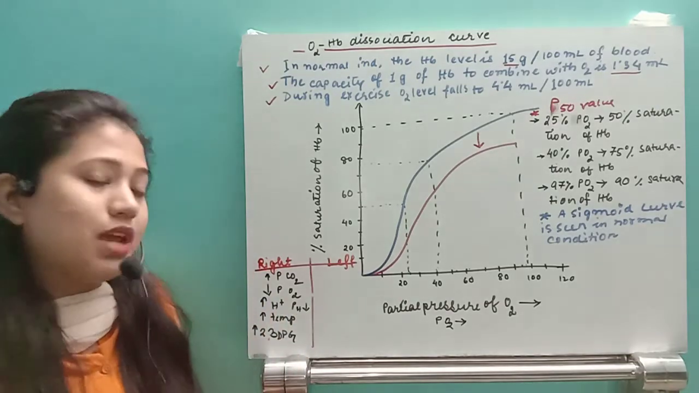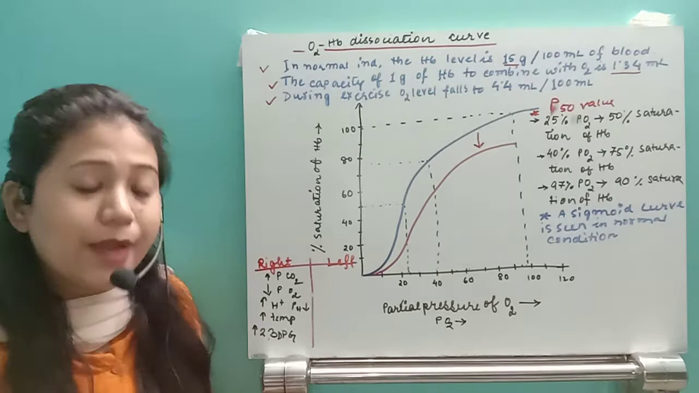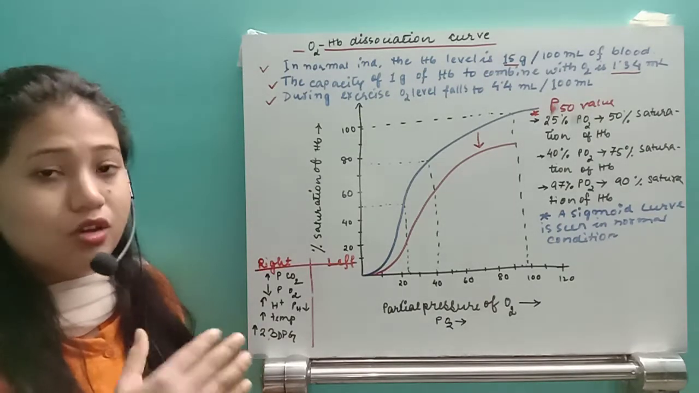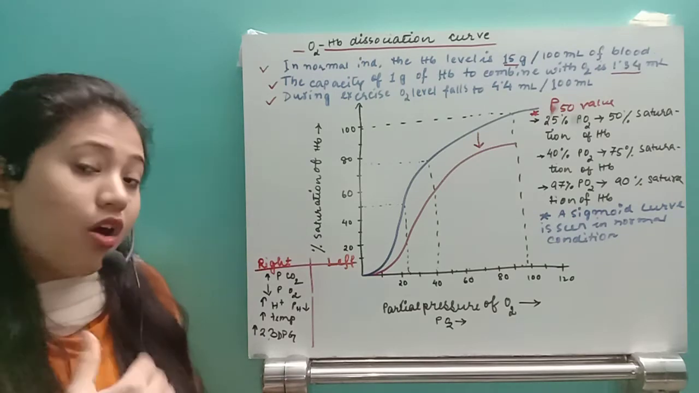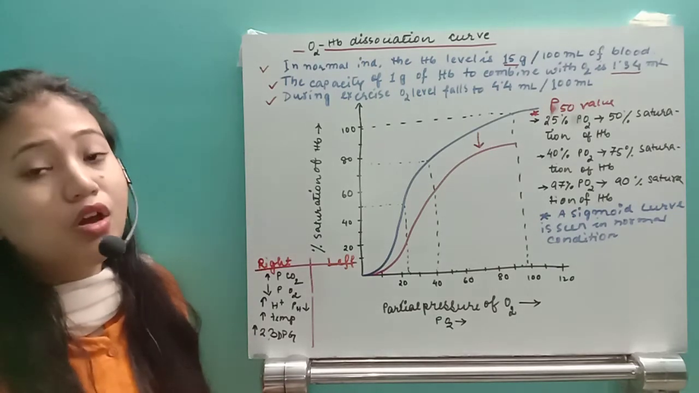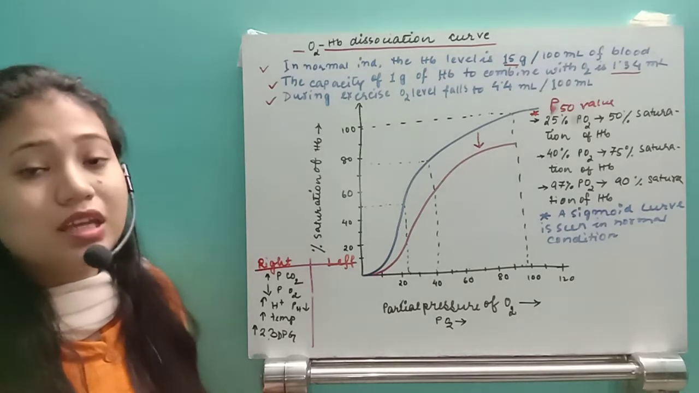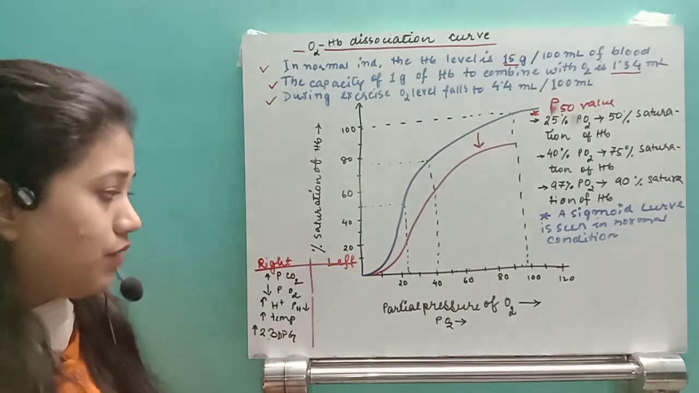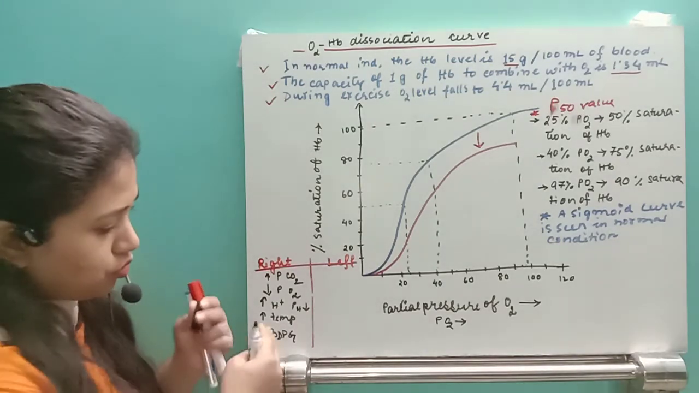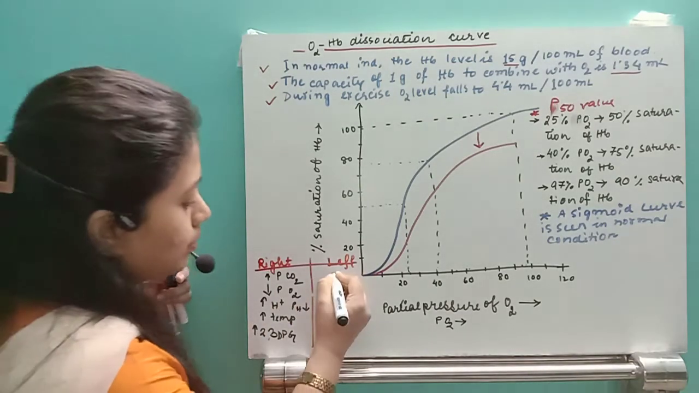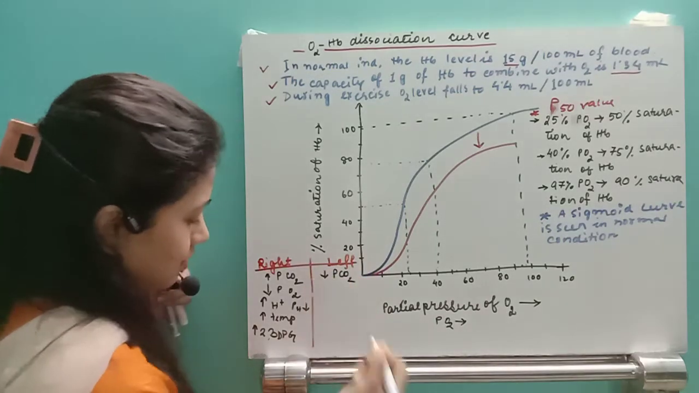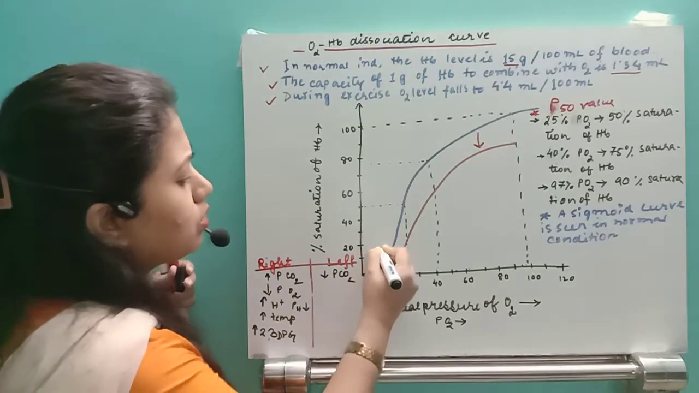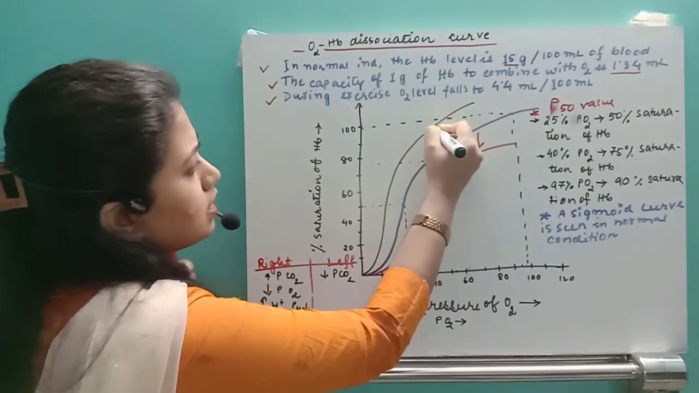So a high partial pressure of carbon dioxide, a low partial pressure of oxygen, a high level of hydrogen ion or less pH, high temperature, or a high level of 2,3 DPG indicates right shifting. And exactly the opposite will happen whenever the partial pressure of carbon dioxide is very low. Okay, if there is no carbon dioxide, then yes, maximum hemoglobin will bind with oxygen, so this will indicate left shifting.